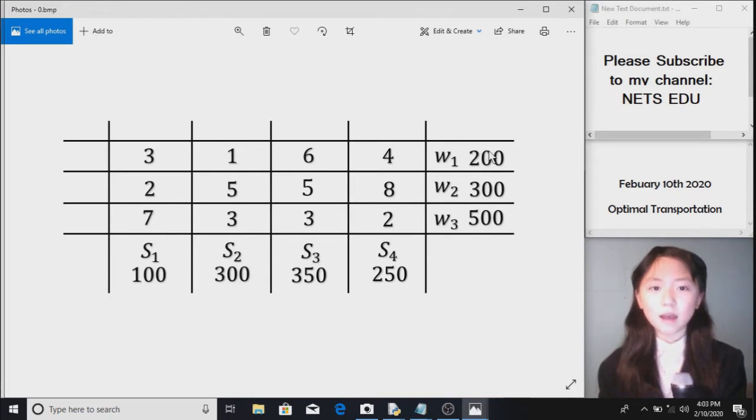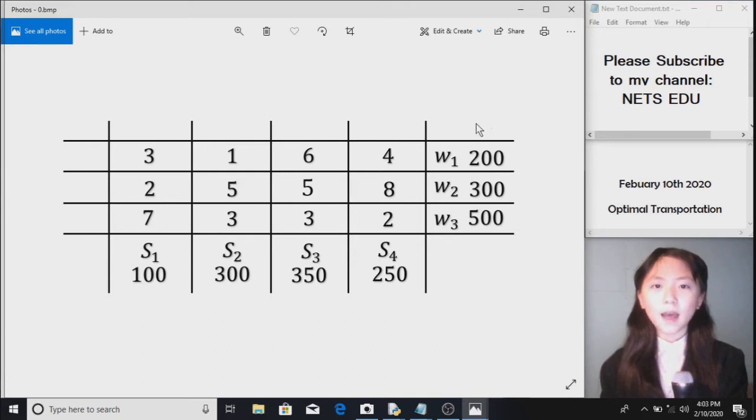In warehouse 1, you have 200 truckloads of car parts. In warehouse 2, you have 300 truckloads. And in warehouse 3, you have 500 truckloads. Here you have the amount of truckloads that each factory requires. Here you have the cost in thousands of dollars it costs for transferring 1 truckload of car parts from warehouse 1 to store 1. Here you have the costs in thousands for the rest of them.